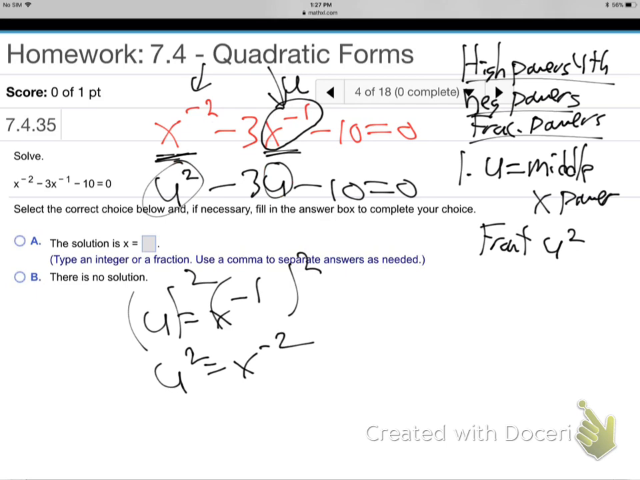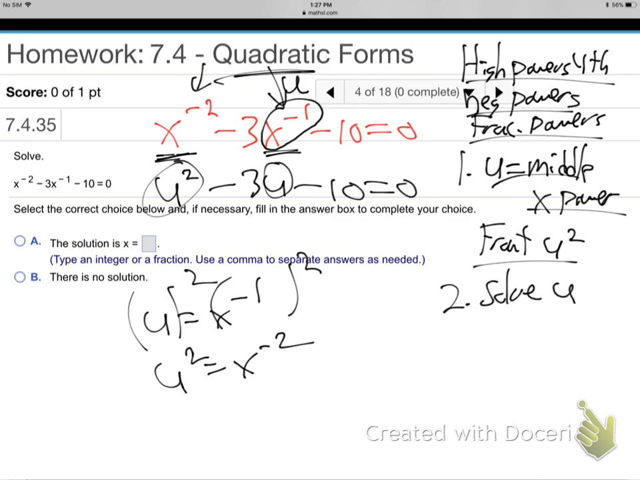That'll always happen, every one of these. It will become u squared in the front, regular u in the middle. That's why they call it quad form. They'll always become that form. Does that make sense? So the u is the middle, the front is u squared, which is exactly what we did on the big parenthesis ones. And then the rest is what you already know.